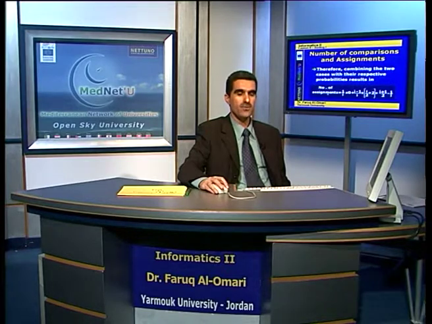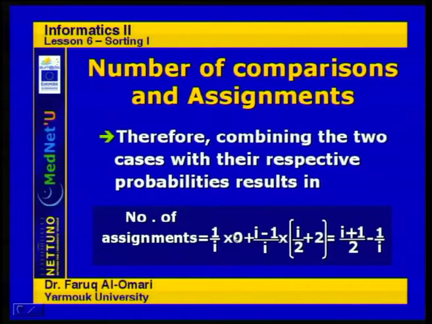And the number of assignments, again: the probability of no going back, 1 over I, times 0, no assignments whatsoever, as I said, in the outer loop, plus the inner loop. The probability is I minus 1 divided by I, times the number of assignments I make in there. So the average is I over 2 plus 2, as we mentioned earlier. So this comes to this expression, I plus 1 divided by 2 minus 1 over I.